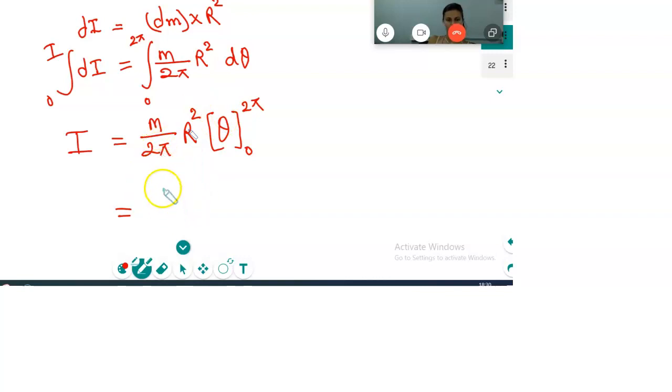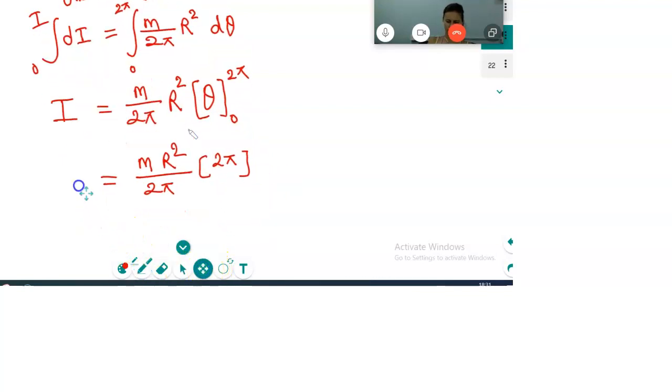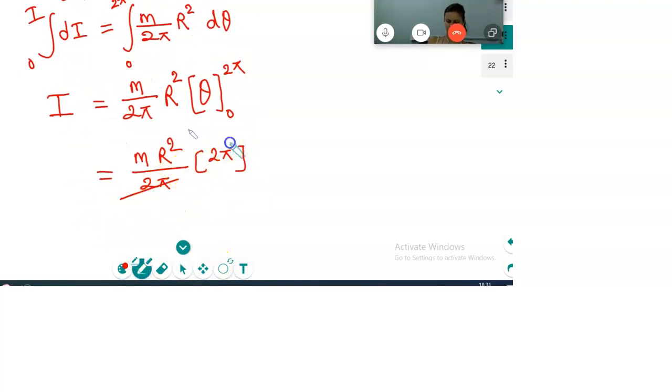Please tell me what you will do for the limit. Put the limit: M divided by 2 pi, r square, and 2 pi minus 0. So M r square divided by 2 pi into 2 pi minus 0. So 2 pi is going to be removed. Yes, so the M r square. M is the whole mass. Correct?